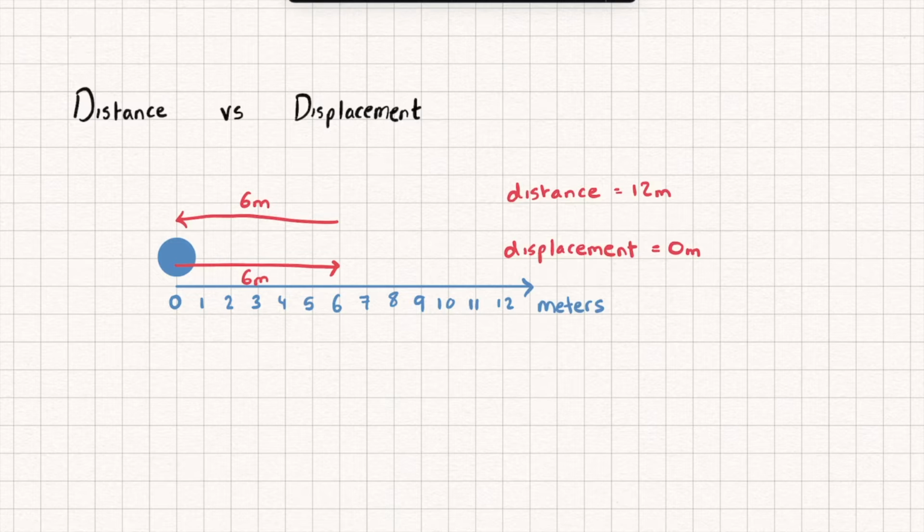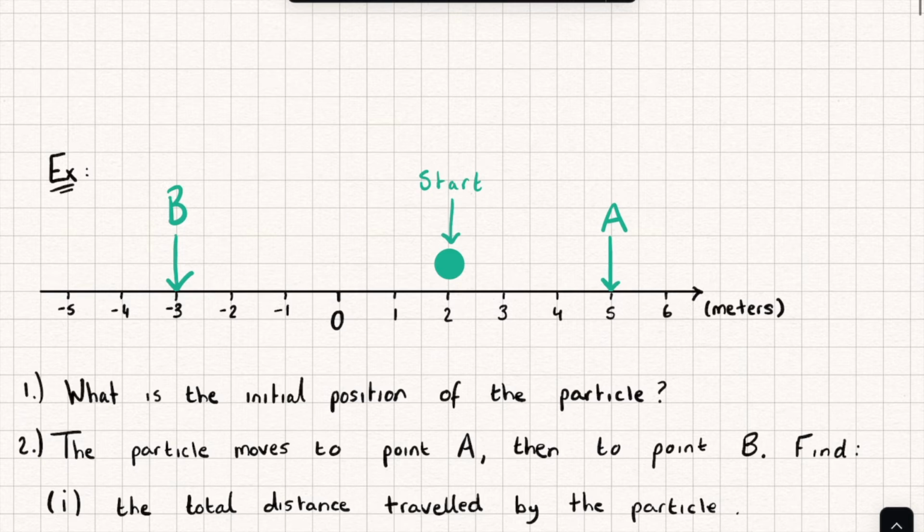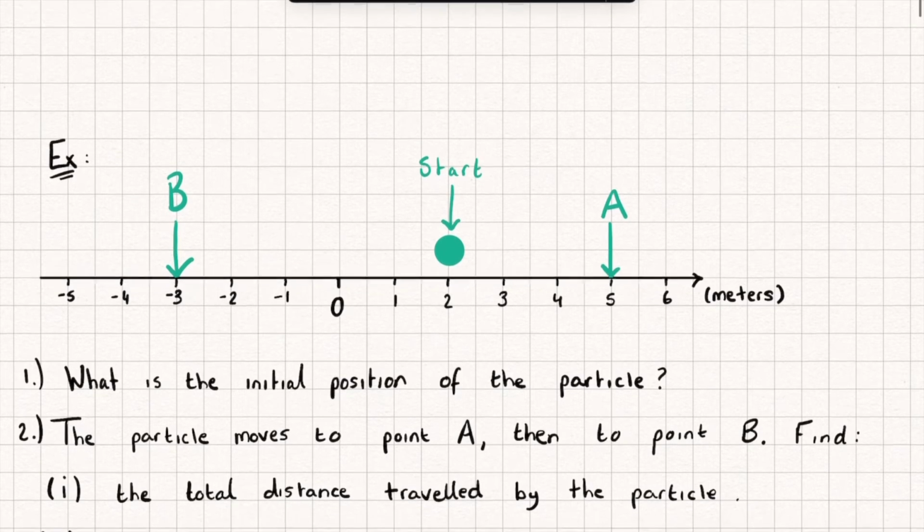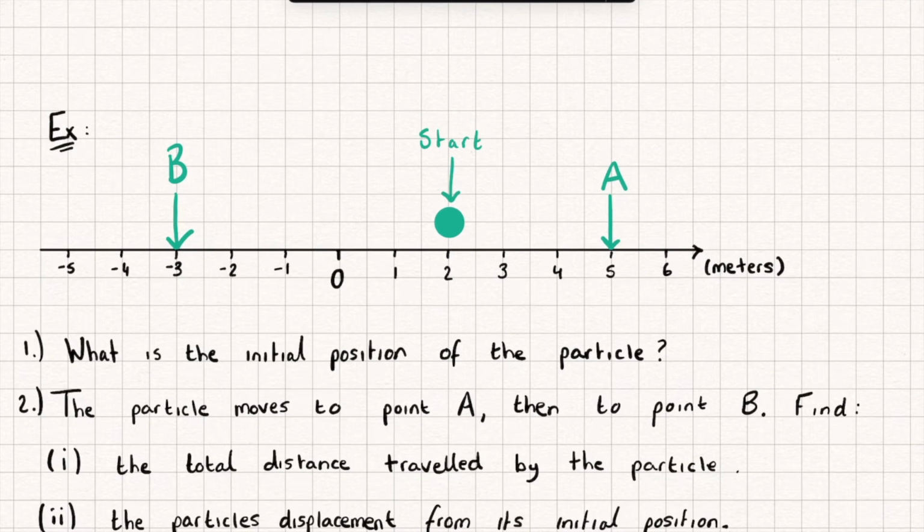Okay, so let's look at an example question now to really demonstrate this. So you can see here I've got another particle, this time it's green, and it's starting at a position of 2 meters to the right of the origin, and then it's going to go on a journey. So the first question says, what is the initial position of the particle?